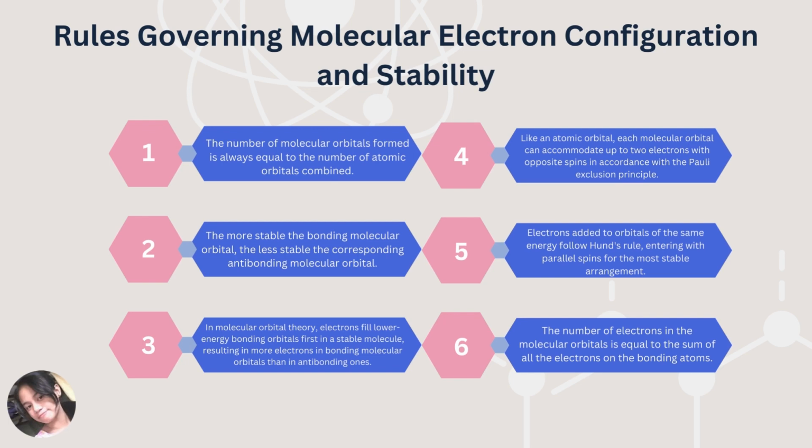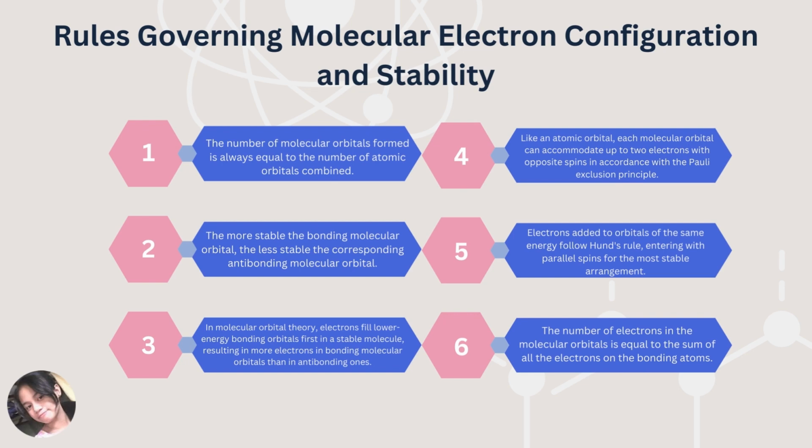Third, the filling of the MO proceeds from low to high energy. In a stable molecule, the number of electrons in bonding MO is always greater than the antibonding MO because we place the electron first in the lower energy bonding MO. For the fourth, like an atomic orbital, each molecular orbital can accommodate up to two electrons with opposite spin in accordance with the Pauli exclusion principle.